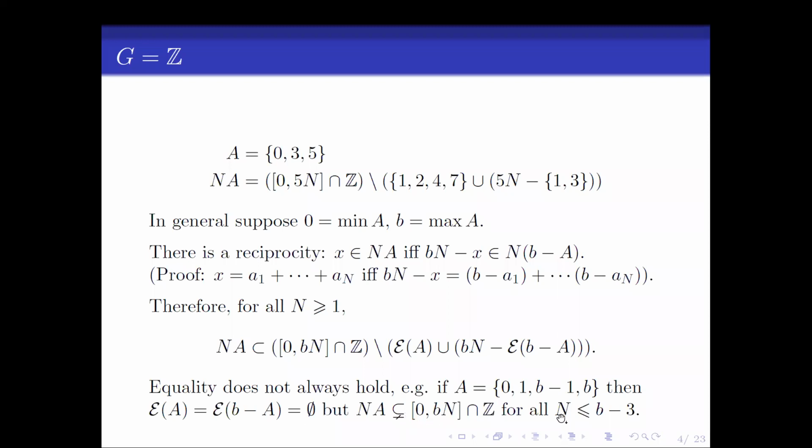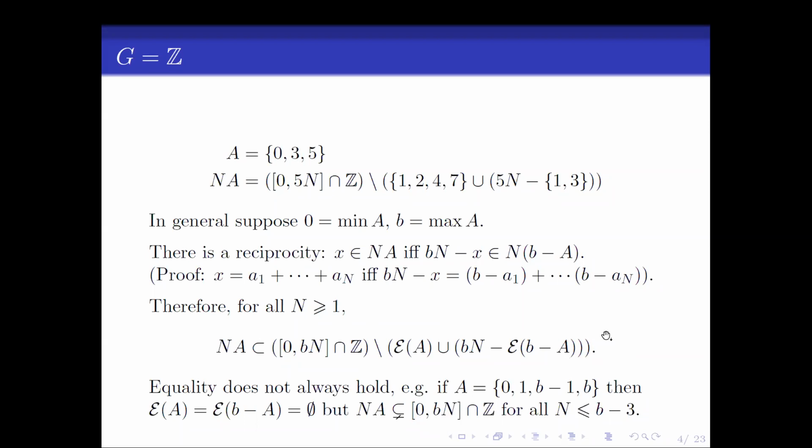However, you need n to be pretty large in order to represent everything in the interval 0 to Bn. So look here, if n is at most B minus 3, B minus 2 is contained in the right-hand side, but not in the left-hand side. You know, it takes a while to generate B minus 2 by repeatedly adding elements of A. This is just all to say that equality in this expression is not always bound to hold.